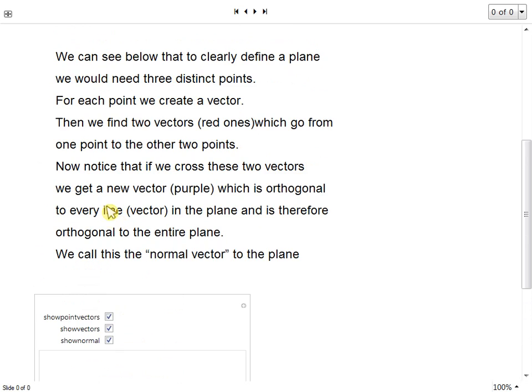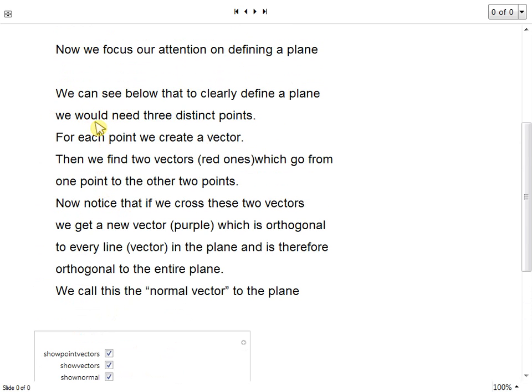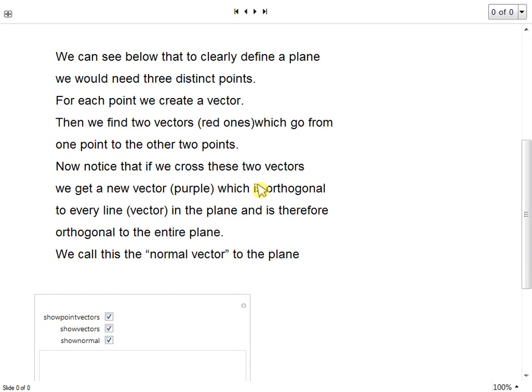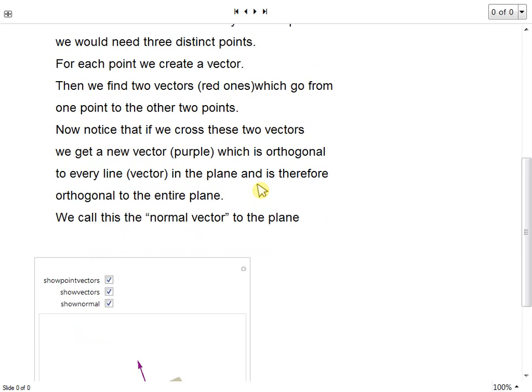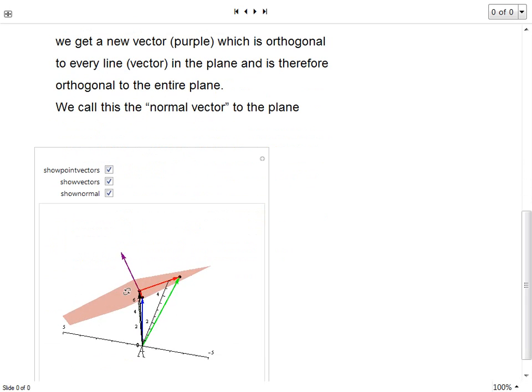So let me go back up here and read through this. We can see below that to clearly define a plane, we would need 3 distinct points. For each point, we create a vector. Then we find 2 vectors, the red ones, which go from one point to the other. Notice that if we cross them, we get the purple vector. It's orthogonal to every line vector in the plane, and therefore is orthogonal to the entire plane. We call this the normal vector to the plane. Right? That's a normal vector to the plane.